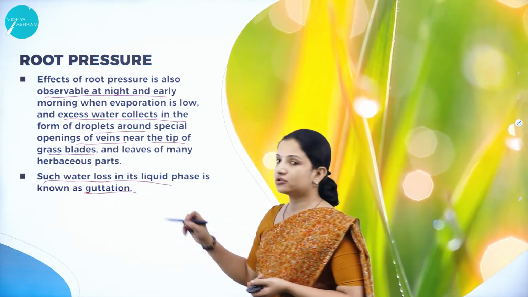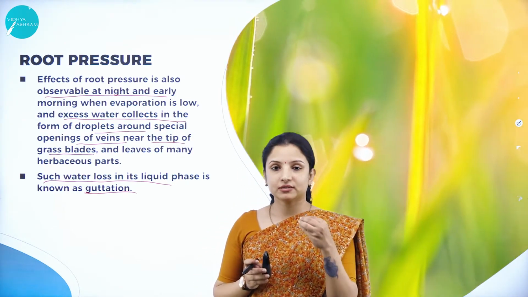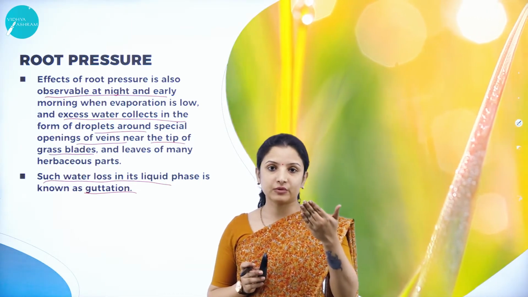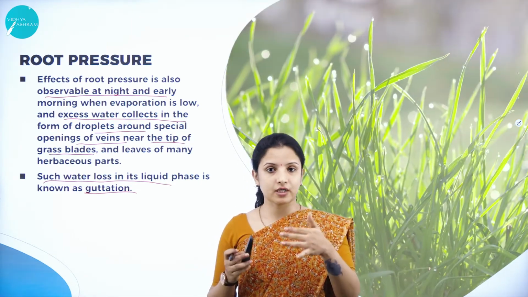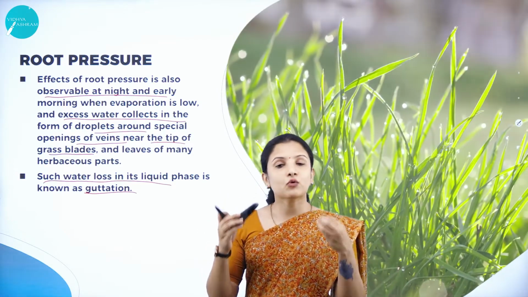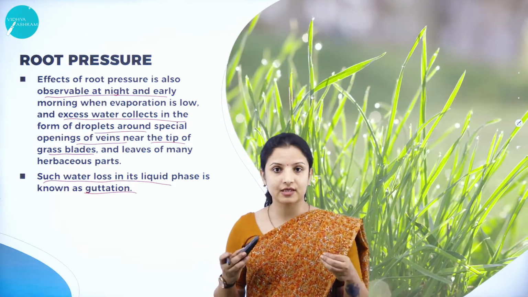So that water that is collected, or such water that is lost in the liquid phase, is called guttation. I hope you understood what I mean. For example, if water is lost from the leaf during the day, the water will get evaporated, so the water is lost in the form of vapor. That is called transpiration.